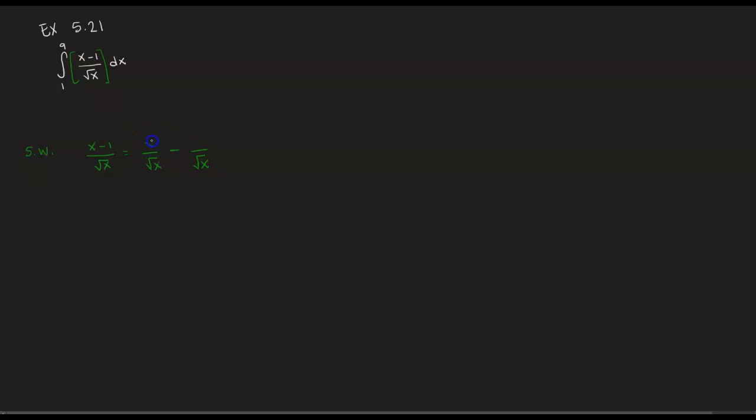So we can have x over root x minus 1 over root x. Double check that you agree with that, you can convince yourself that what I have on the right side of my equal sign is exactly equivalent to what I have on the left of the equal sign. Once we've separated our terms, we can then simplify using our exponent rules. So x divided by root x, well, let's rewrite those with rational exponents. So our numerator is x to the first power, our denominator is x to the 1/2 power.